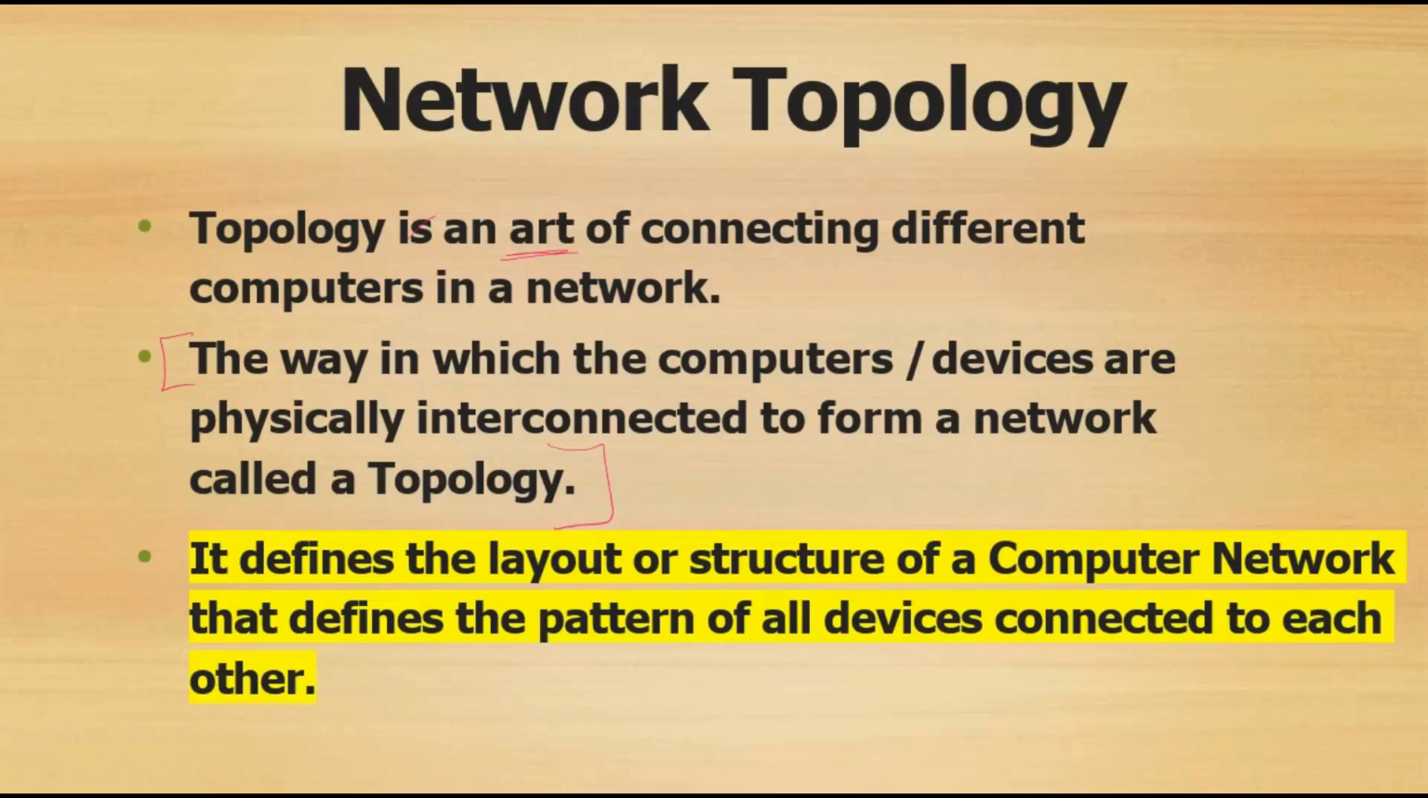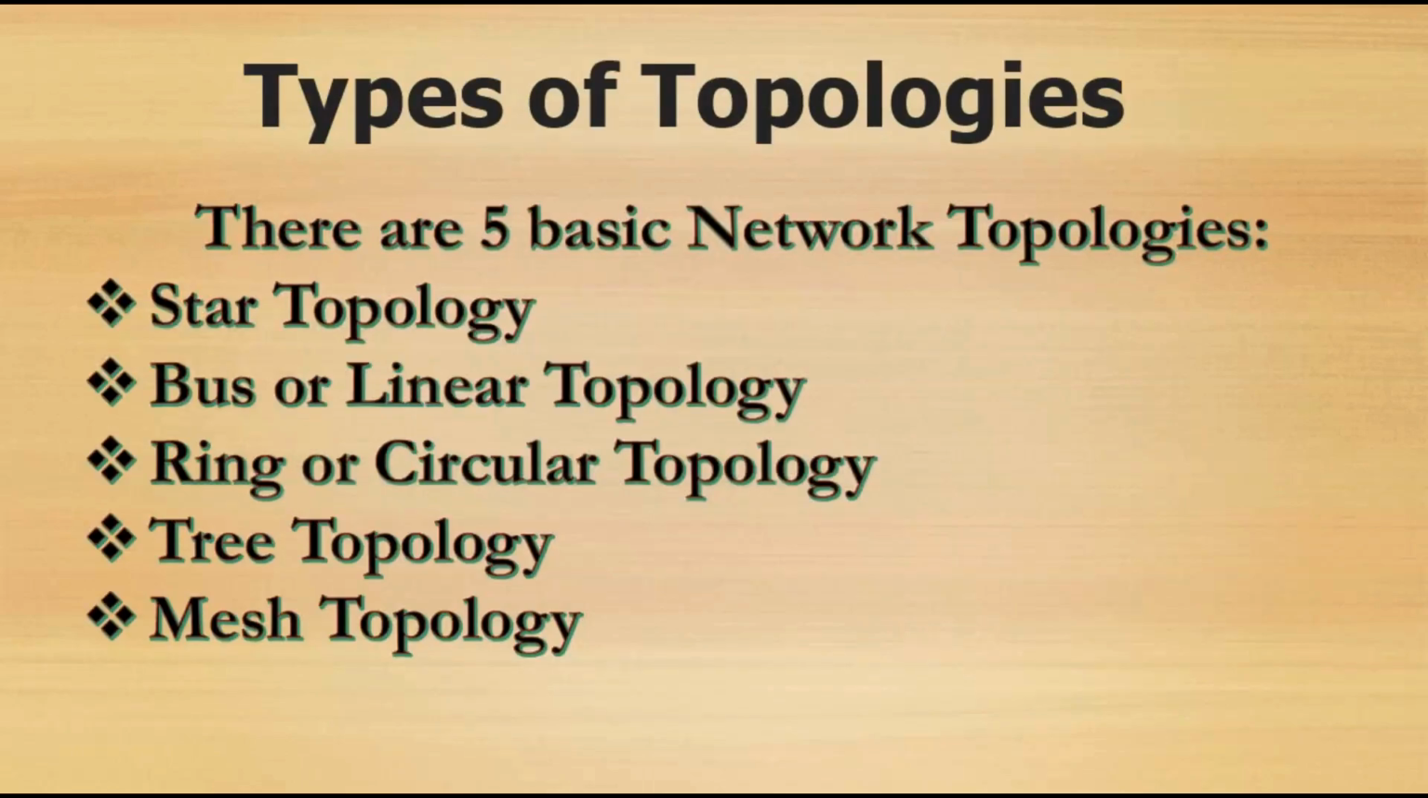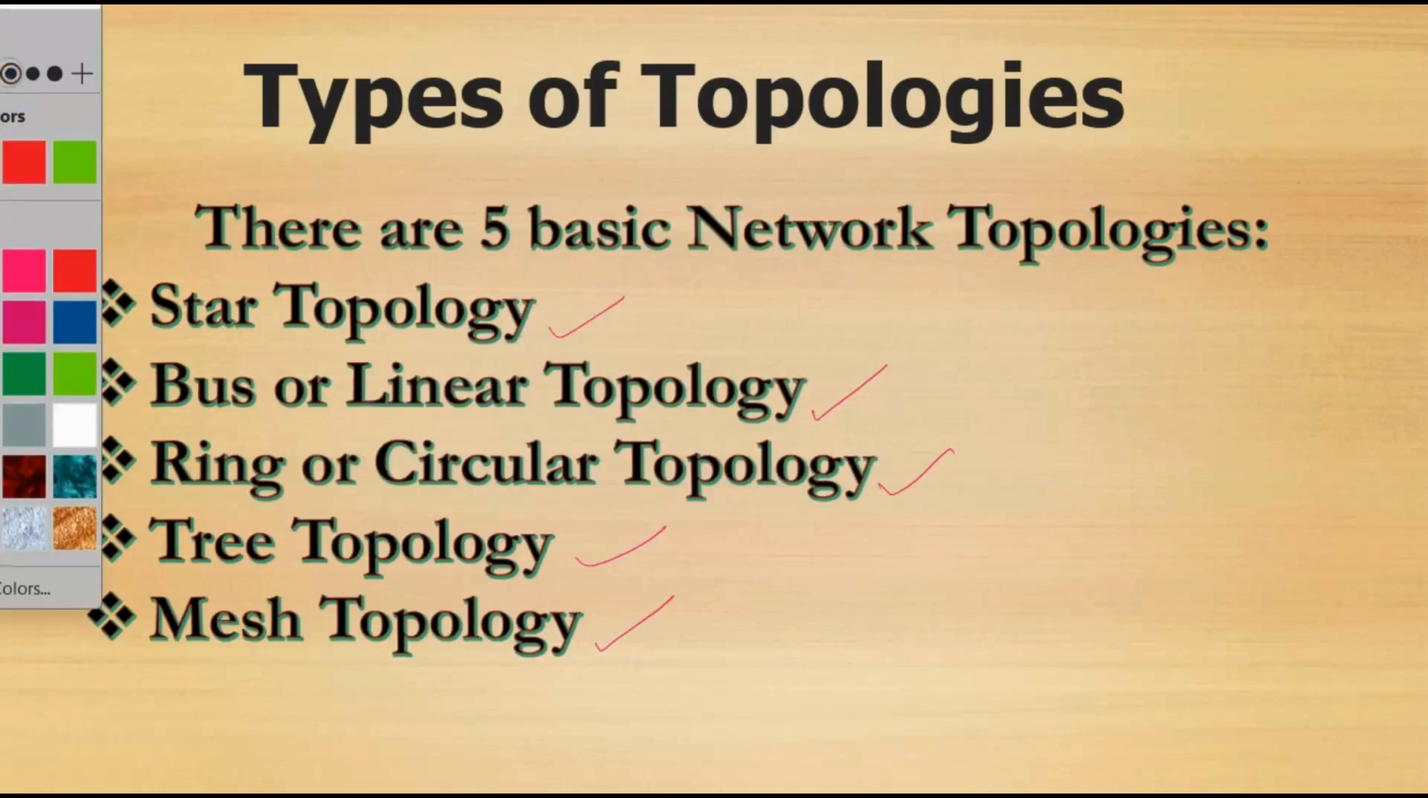Let us move on to the next topic, that is types of topologies. So we have 5 basic network topologies. One is star topology, the next is bus or linear topology, ring or circular topology, tree topology, and mesh topology. Let us see all those things line by line now.